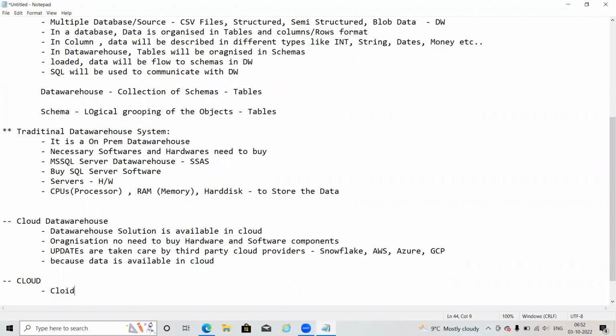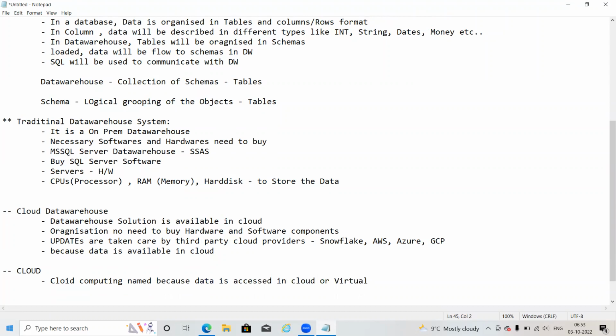Cloud computing is named because data is accessed in the cloud, or virtual. Cloud companies store the files, data and applications in remote servers and access the data over the internet.